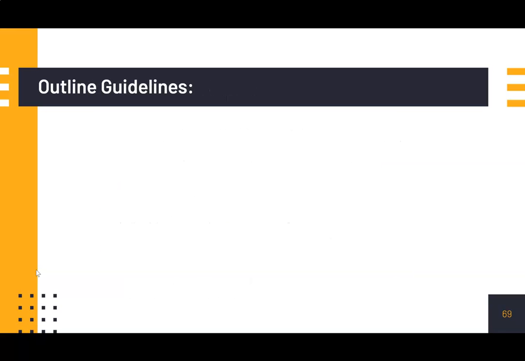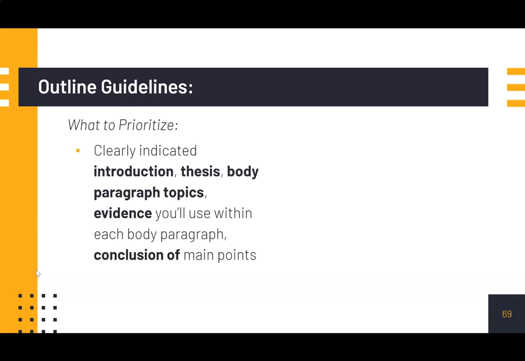While you're writing your outline, I think it's very easy to get caught up in certain things and lose sight of the main point of writing an outline. So just to help you out, this is what I recommend you prioritize and what you don't prioritize. So I recommend that you prioritize having a clearly indicated introduction, a clear thesis, clear body paragraph topics, that you're clear on which evidence you'll use within each body paragraph, and that you are clear on what main points you're going to have in your conclusion.